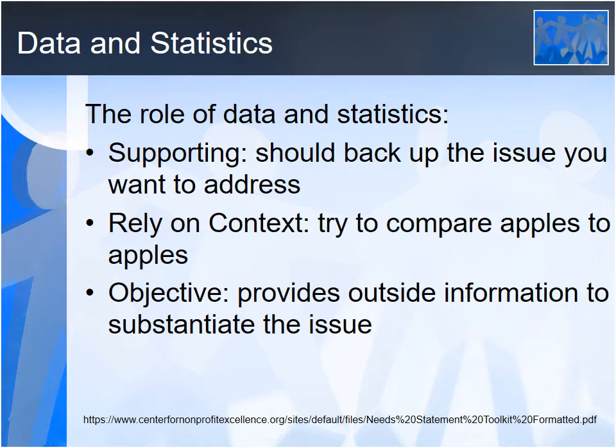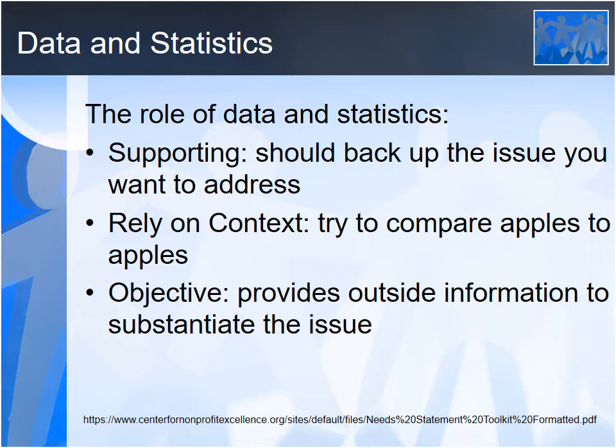All right, so the Center for Nonprofit Excellence has some really good information on writing grants. Now, it is more focused on nonprofits rather than schools, but the information is really good. So they say that the role of data and statistics are supporting, rely on context, and objective. So supporting just means that you have to back up the issue that you want to address. So if you're saying this is a problem, you need to have data and statistics to support that assertion.